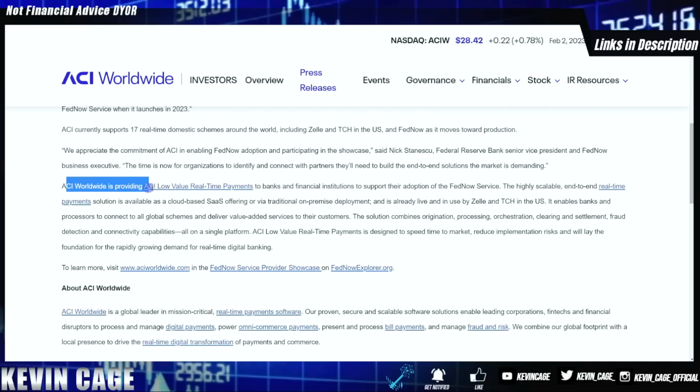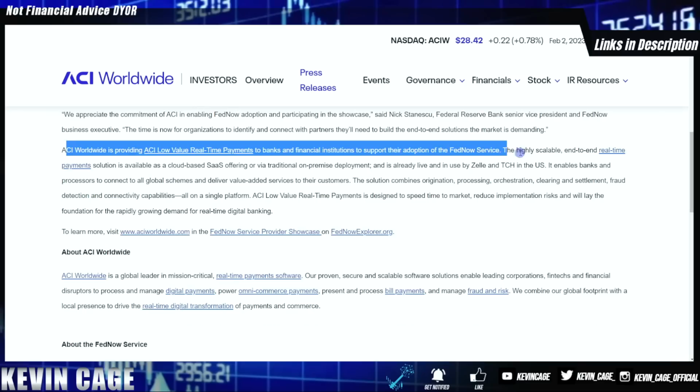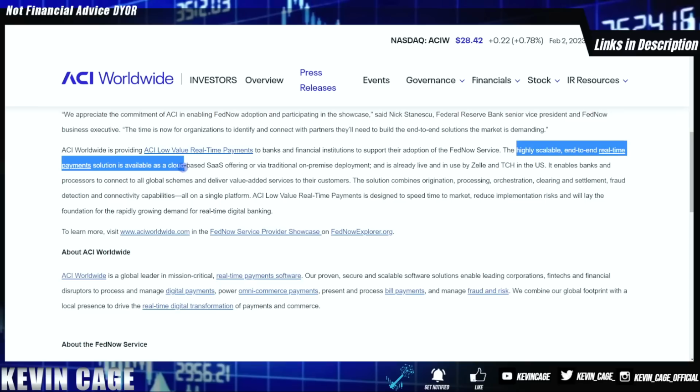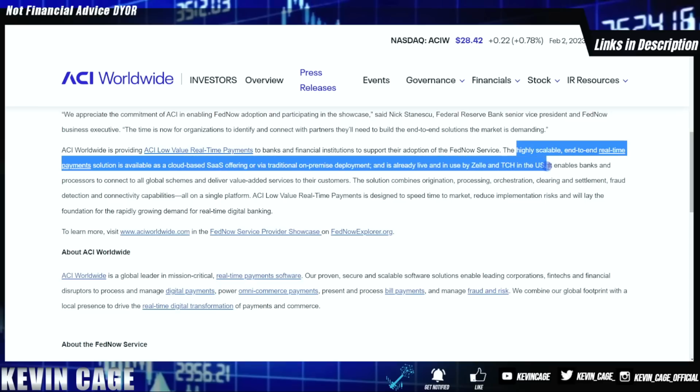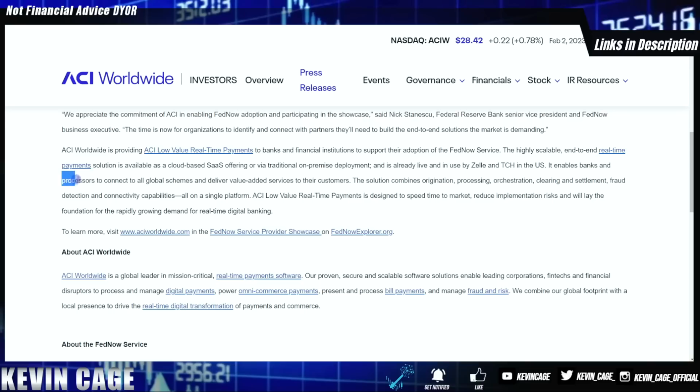And ACI is right here providing low-value real-time payments to banks and FIs to support their adoption of the FedNow service. Highly scalable end-to-end real-time payment solution available as a cloud-based software-as-a-service offering is already live and in use by Zelle, TCH in the US. Enables banks and processors to connect all global schemes and deliver value-added services to their customers.